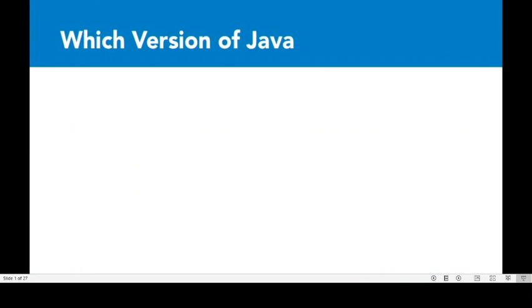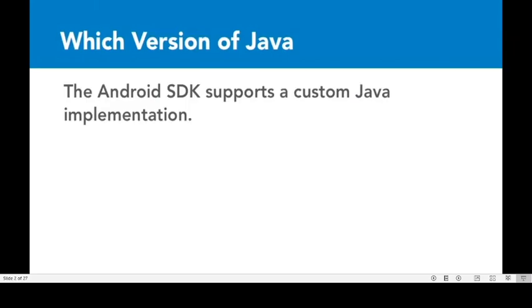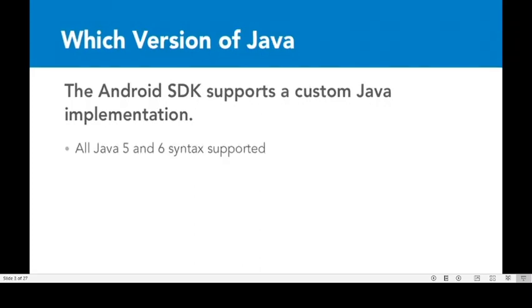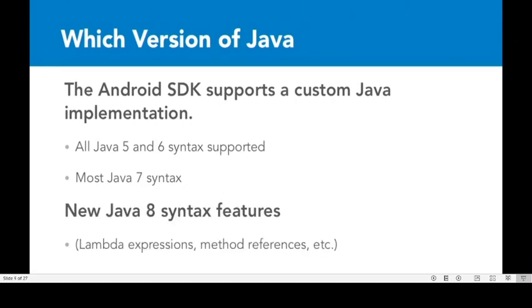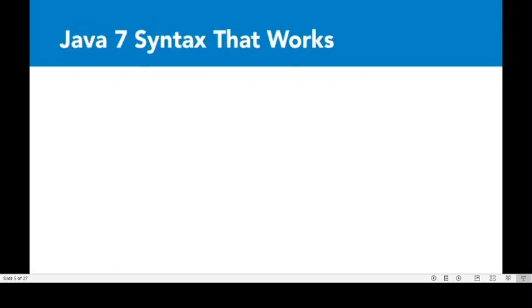The Android compiler transforms your Java code into bytecode for the Android runtime. The Android SDK supports a custom Java implementation. Android Java uses primarily Java 5 and 6 APIs and syntax, with support for some but not all of the syntax enhancements. Most of the APIs and syntax were introduced in Java 7. Features that were introduced in Java 8, such as lambda expressions and date and time APIs, are not supported.